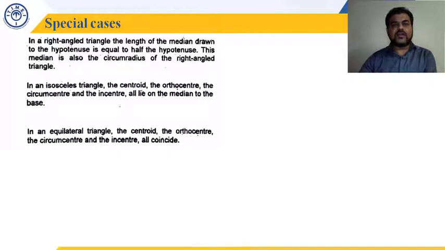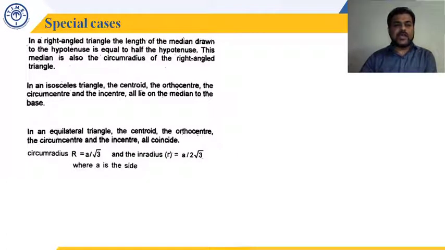In an equilateral triangle, all these four geometric centers will coincide. In that case, circumradius will be a by root 3 and inradius will be a by 2 root 3, where a is the length of the side.